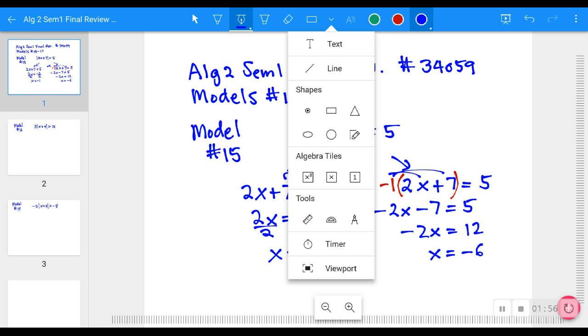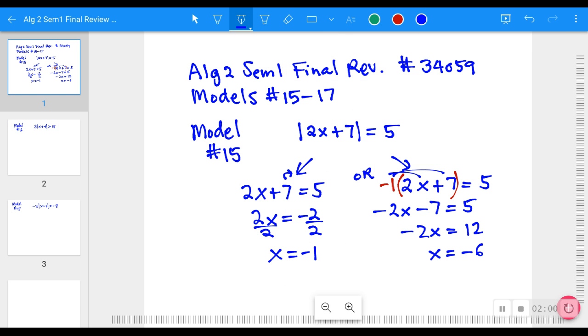Okay, it tells us that we have to check for extraneous roots. What that means is we have to just check these answers and see if they work. So we're going to do this -1 to start with. 2 times -1, that's -2, plus 7 would be 5. The absolute value of 5 actually equals 5, so that one works.